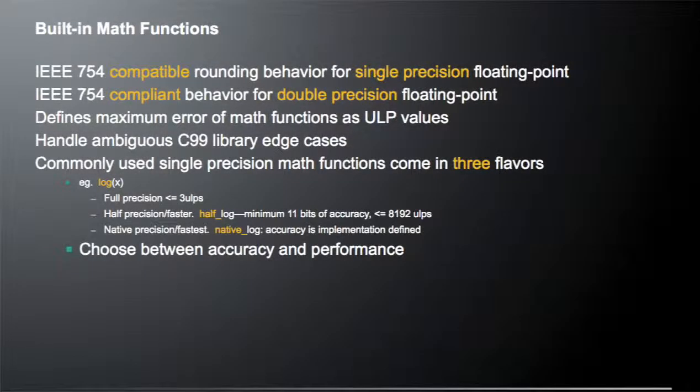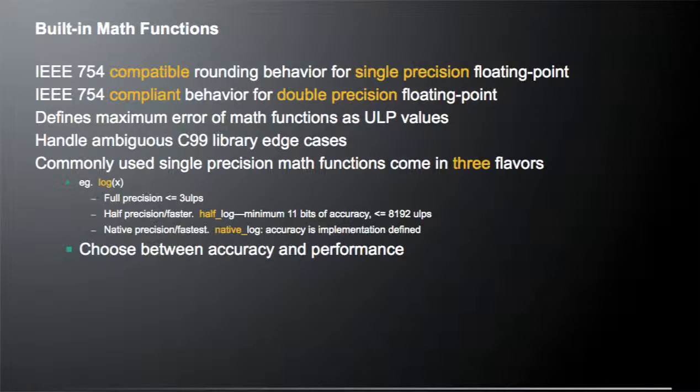Let's talk about some of the built-in math functions. IEEE 754 compatible rounding behavior is the standard for single precision floating point in OpenCL. IEEE 754 compliant behavior is for double precision floating point behavior.